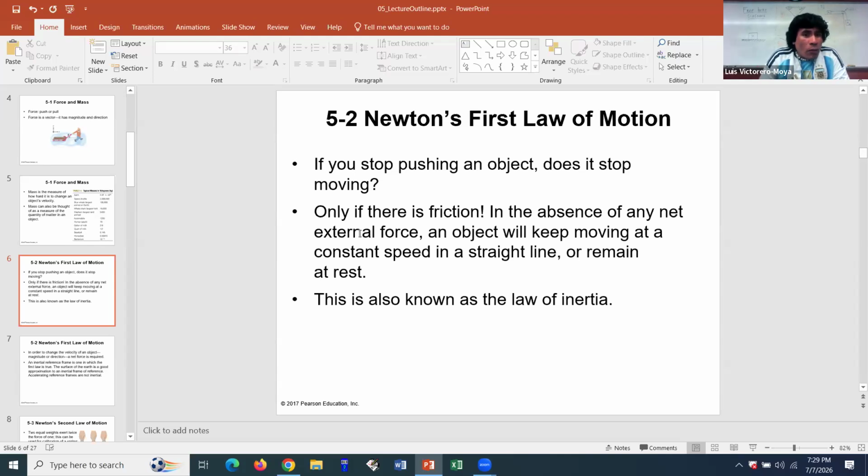Why doesn't it stop? Because there's nothing to stop it. There are no other forces acting in space. There's no friction, right? So that is the first law, Newton's first law, which is also known as the law of inertia. All right.